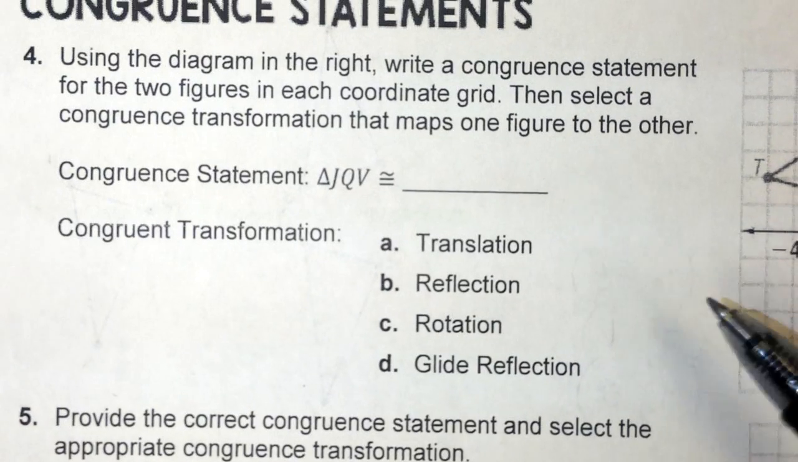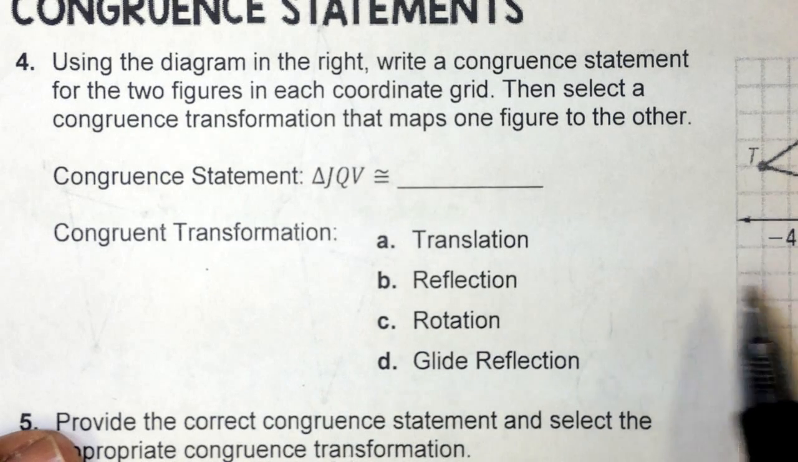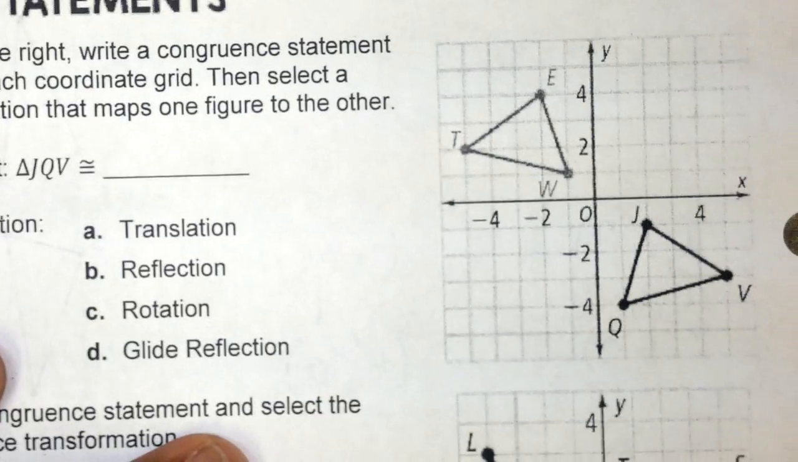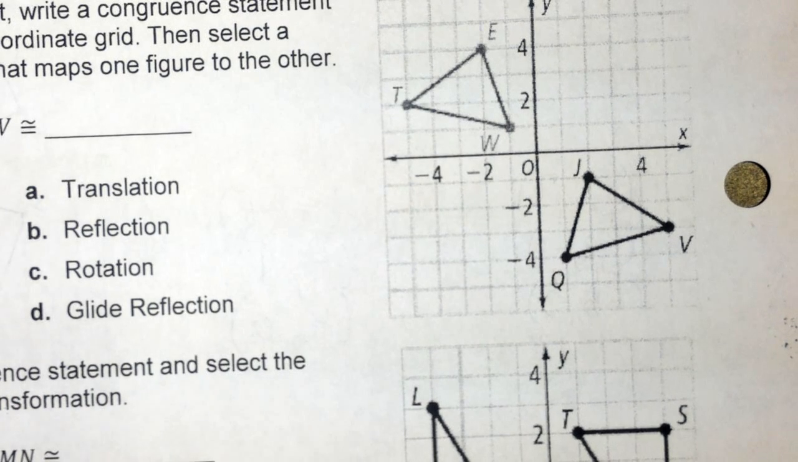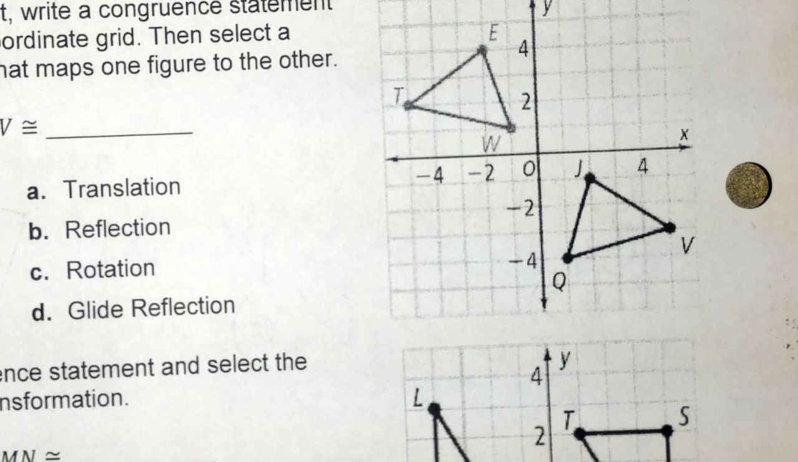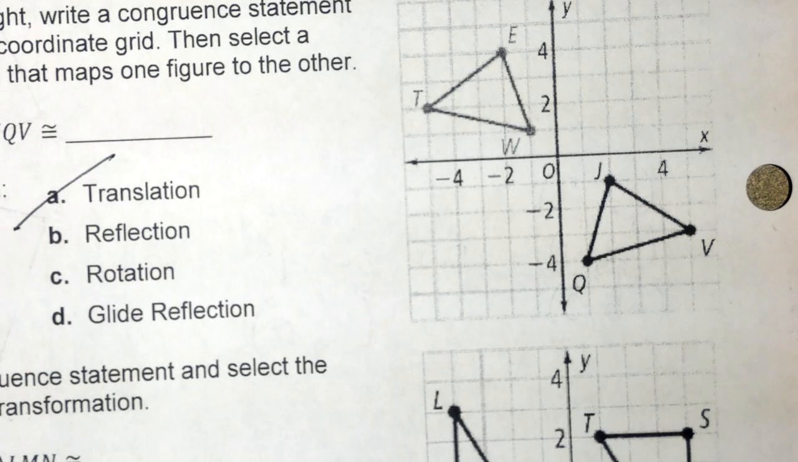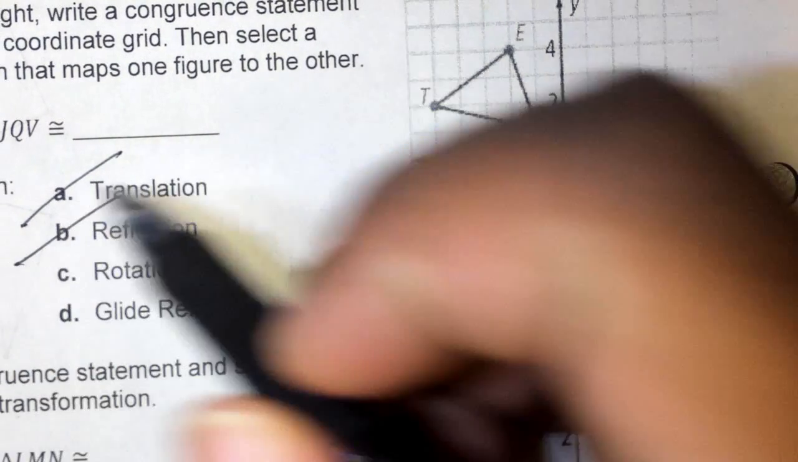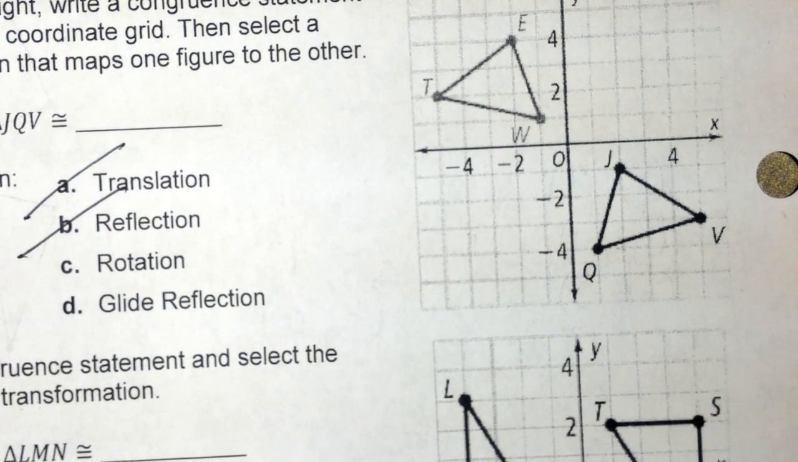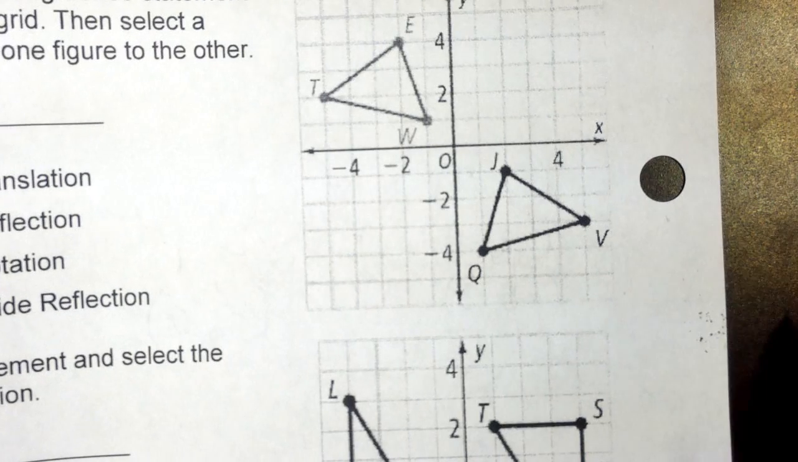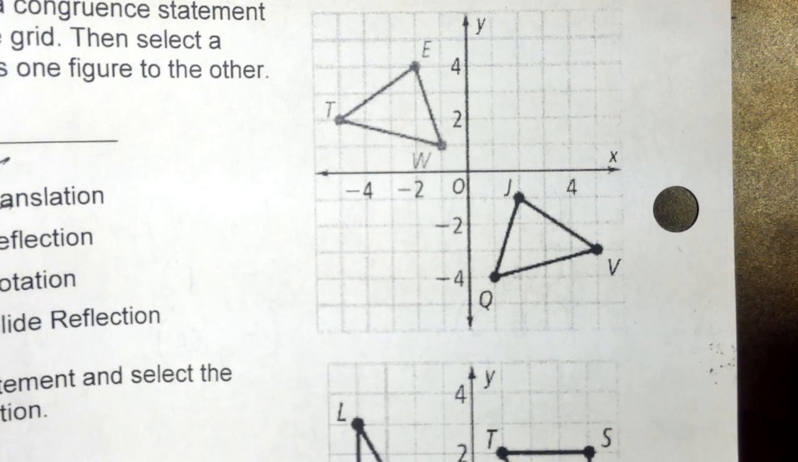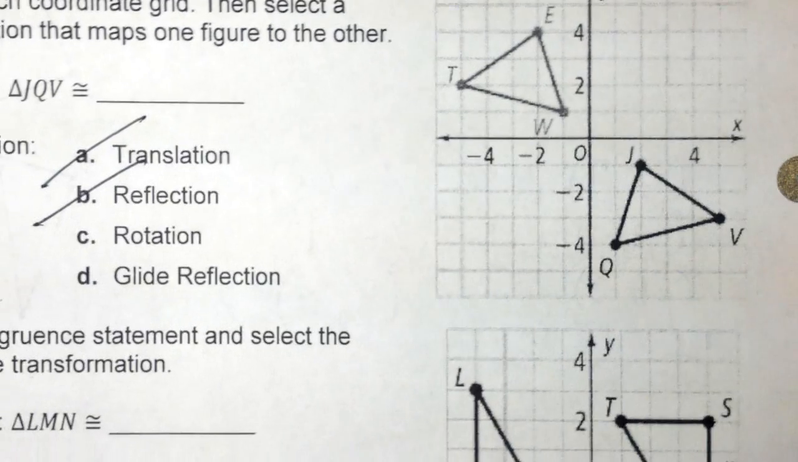But on this one, I think we should find out the congruency transformation first, and that'll help us name it correctly. You got four options. You got translation, rotation, reflection, and then a glide reflection. On this one, translation. Is it a translation? No. Is it a reflection? Is it a rotation? What kind of rotation is that? Oh, that's a glide reflection. Yeah, I'm just asking.